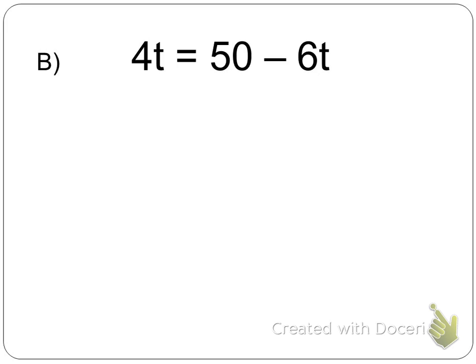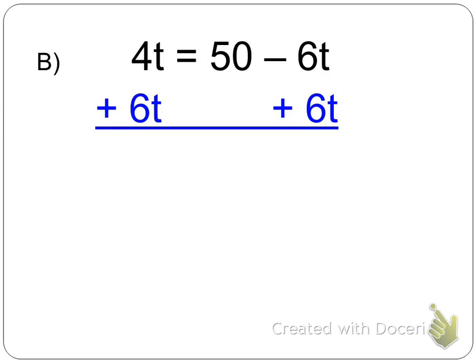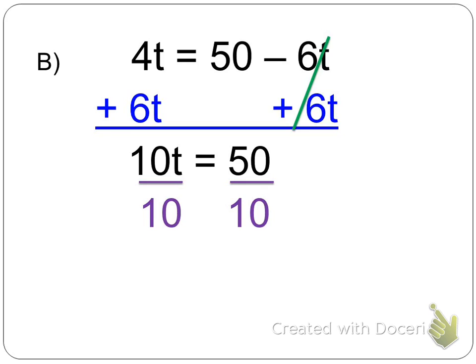All right, any ideas? Yes, ma'am? Yeah, I want to move the 6t. It's negative. We move a negative term by adding it. So I'm going to add 6t to both sides. That will make the t's on the right side go away, and I'll have all of the t's on the left side. 4t plus 6t equals 10t, and then I just drop the 50. All right. The last step, divide. What does t equal? Yes, sir. 5. Very good.